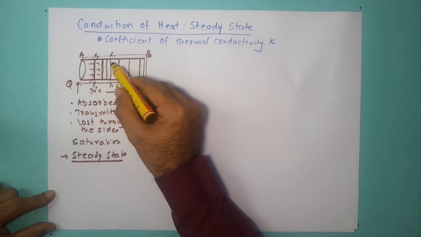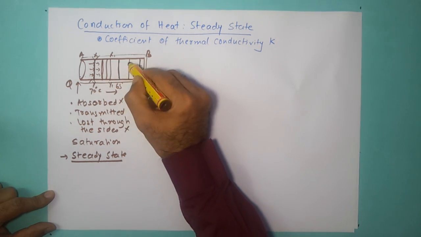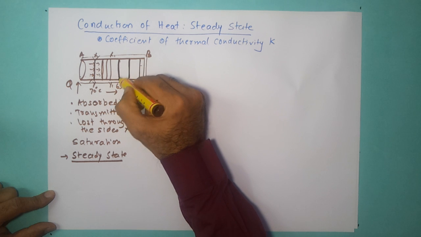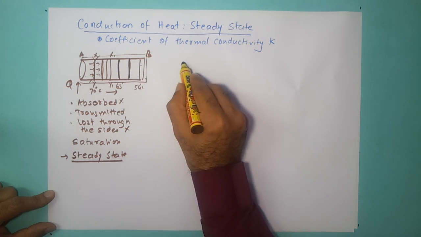Okay, let's move further. Let's say we focus our attention on a particular cross section. Let us say we are looking at this particular part of the rod. I'll draw that part over here.